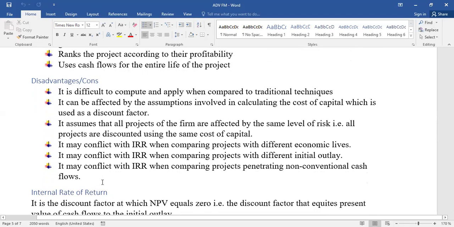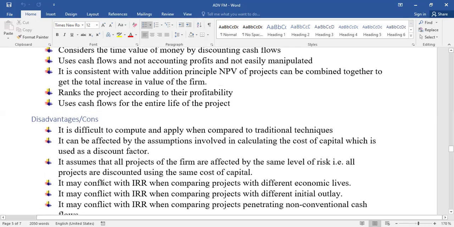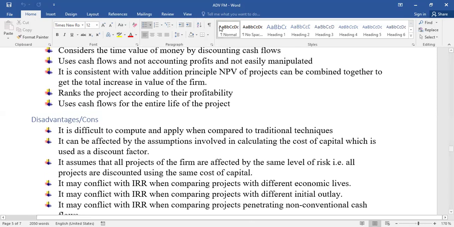Then the other one, we are saying it may conflict with the internal rate of return when comparing projects with different economic lives. It may conflict with the internal rate of return when comparing projects with different initial outlays. And it may conflict with the IRR when comparing projects with unconventional and conventional cash flows. Those are, I think, in your notes, and you can master five of them if the examiner tries to test you on such things.